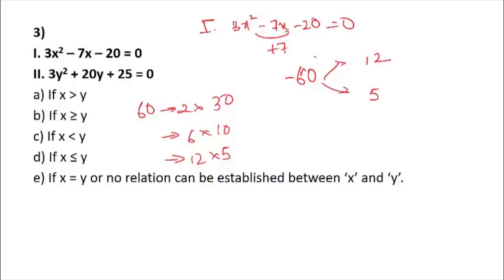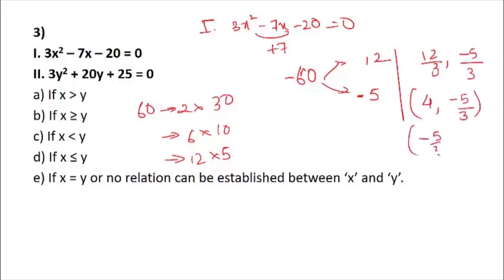So this is plus 7, so here it should be minus. So our answer would be 12 divided by 3 minus 5 divided by 3. Okay, so this would be 4, this would be minus 5 by 3. So let us write the minus sign here first, then 4. Okay, so this is our value of x.